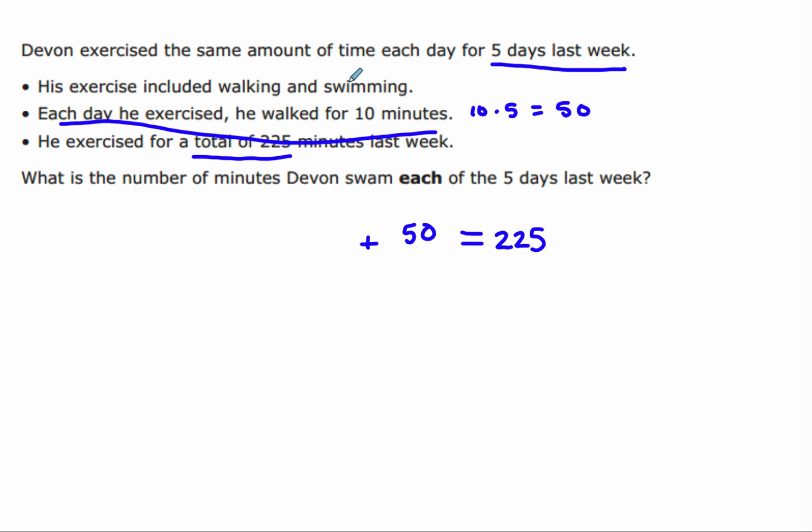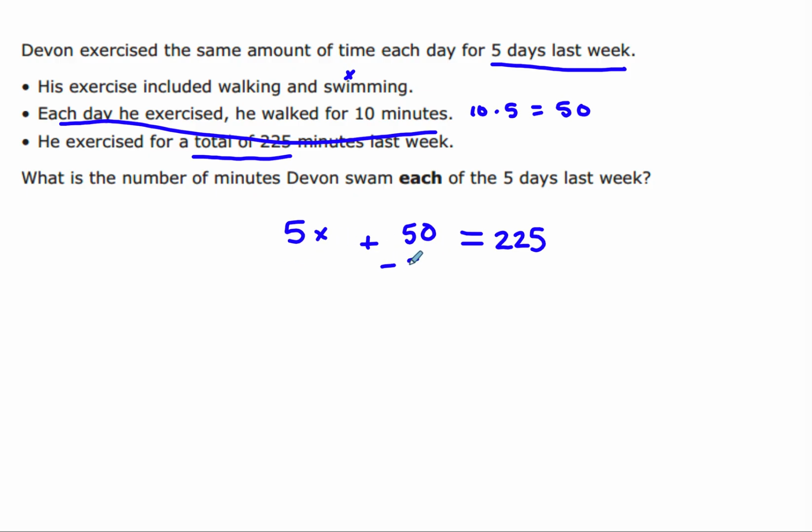We know he swam some amount of time. We want to know how much time was spent swimming. So we're going to call the amount of time swimming x. And it was 5 days. So 5 times x, the amount of time swimming, plus the 50 minutes of walking, equals 225 minutes. Go ahead and pause the video, solve this equation.